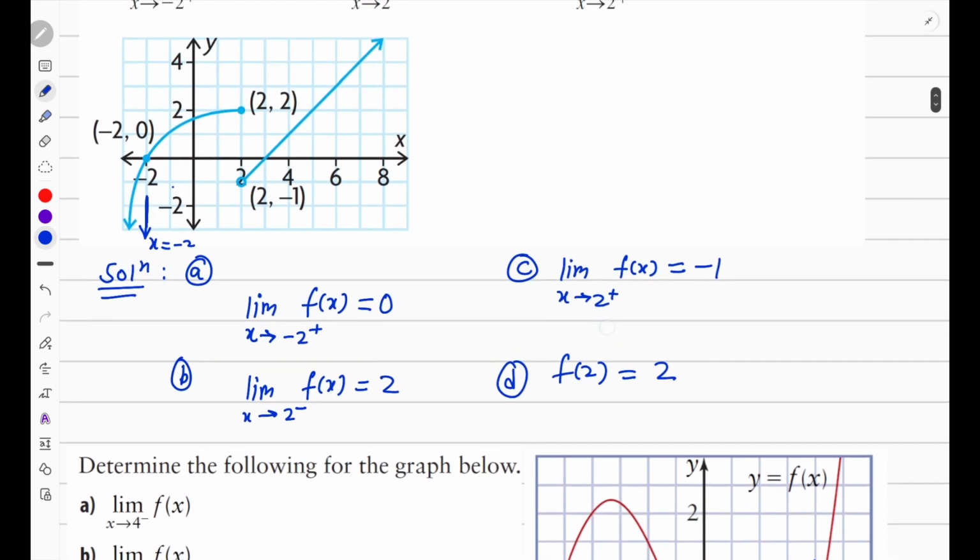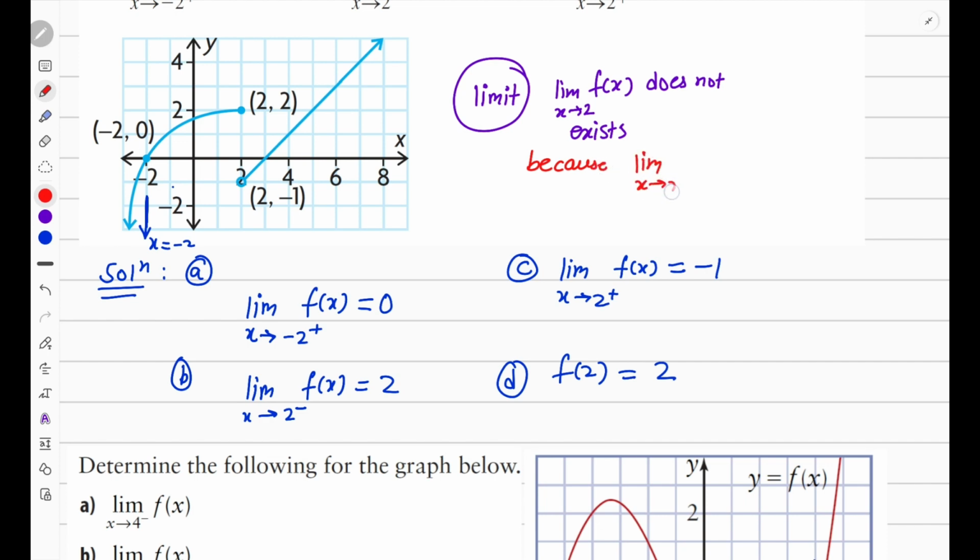So if we look here, in this example, we have x approaching 2 minus, and when x approaches 2 plus, both are different. So limit x tends to 2 f of x does not exist. Why does it not exist? Because limit x tends to 2 minus f of x is not equal to limit x tends to 2 positive f of x. These two values are not equal, so the limit does not exist.